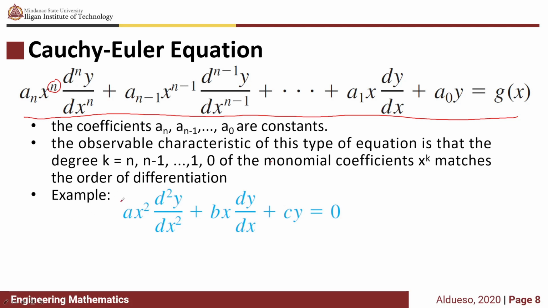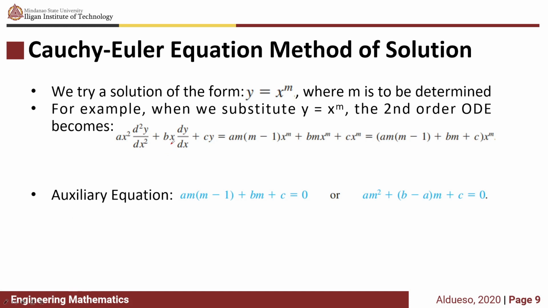For example, if we have this second order differential equation, a x squared times the second derivative of y, plus b x times the first derivative of y, plus c y is equal to 0. For this type of equation, we try a solution of the form y is equal to x to the m, where m is to be determined. Getting the second derivative of y, first derivative of y, and y, and substituting them here, we will arrive at this equation.